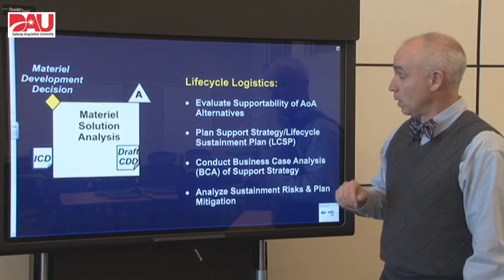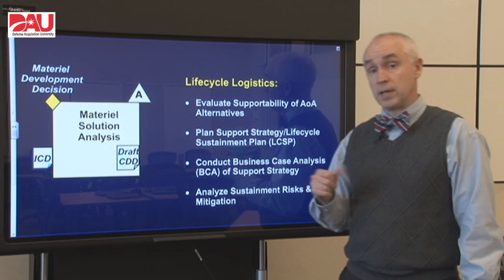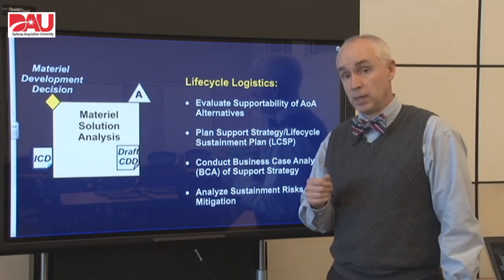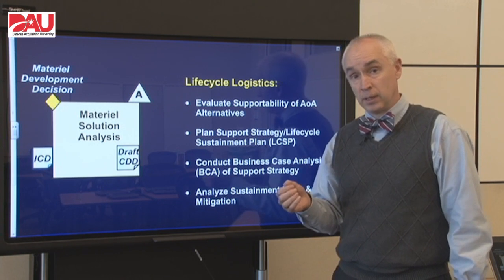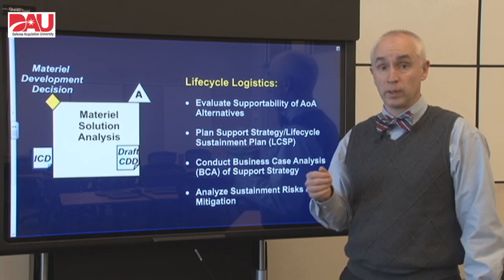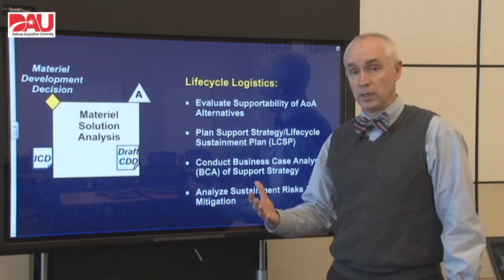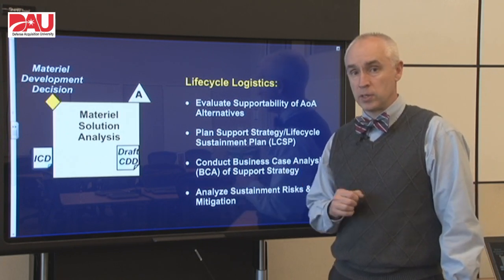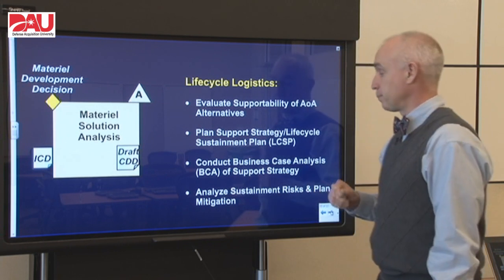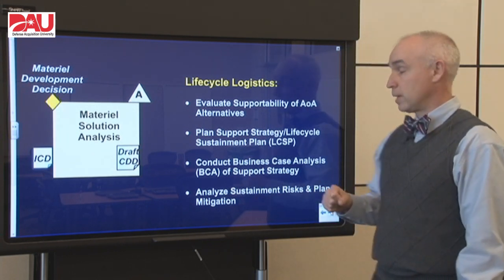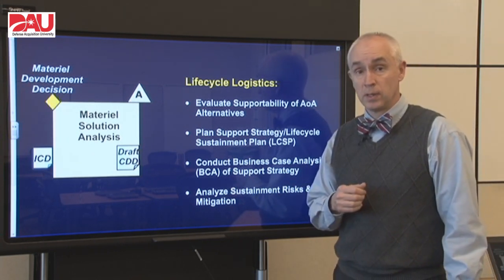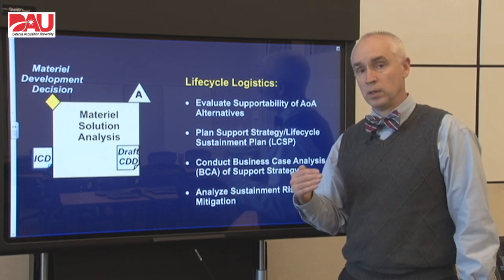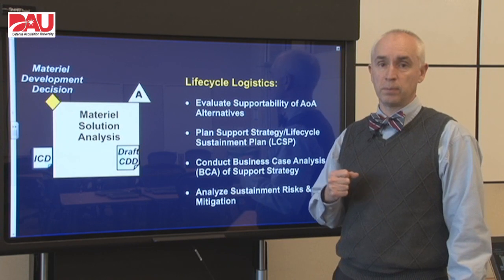LCSP. We also want to conduct a business case analysis as part of putting that lifecycle sustainment plan together. This takes a look at the affordability of what we're doing and making sure we're really getting what we're paying for in terms of supportability, and that we've got a good, no kidding business strategy on how to go about that. We also want to analyze sustainment risks, just like in the other lanes, and plan for mitigation there, helping the program manager with the overall risk management process on the program.